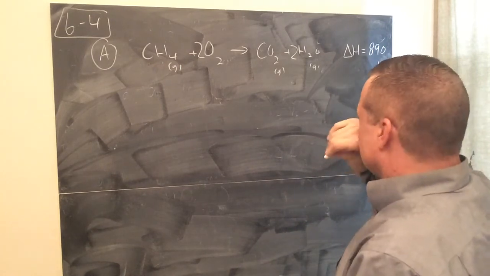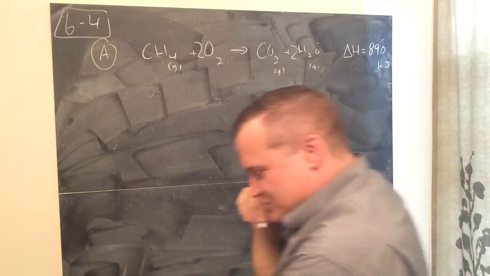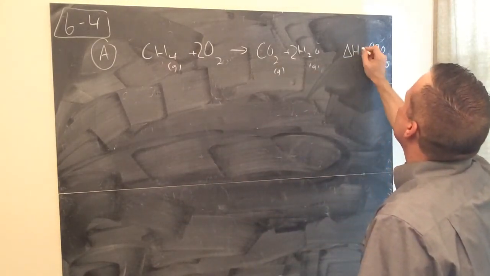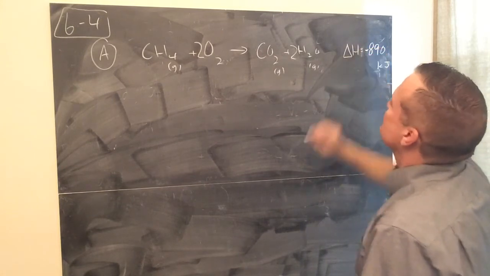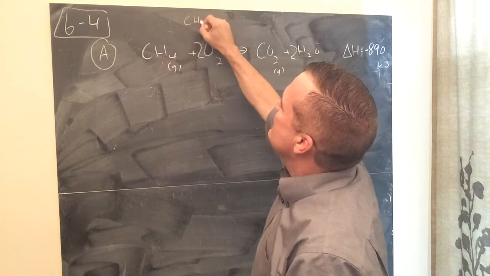kJ. Now, it should be negative though. It says released, so it should be negative 890 kilojoules. It would also be true to write this down. I'll write it above it.